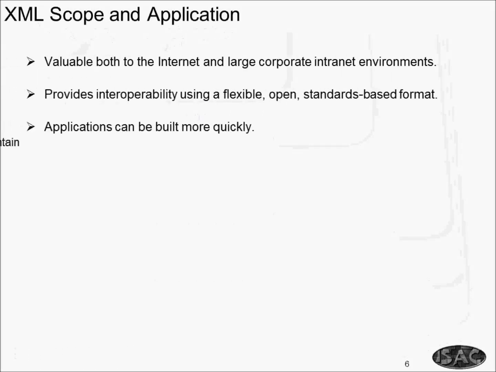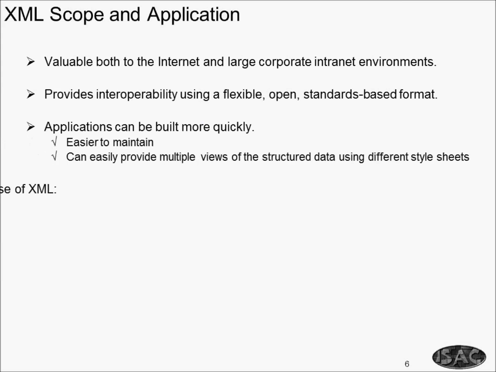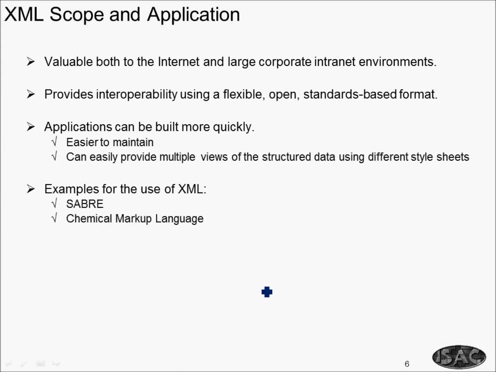Now we'll talk about XML scope and application. XML is valuable both to the internet and to large corporate intranet environments. It provides interoperability because it is very flexible and an open standard by the W3C. Applications can be built more quickly and are easier to maintain, because you just have to open the XML file in any normal editor.